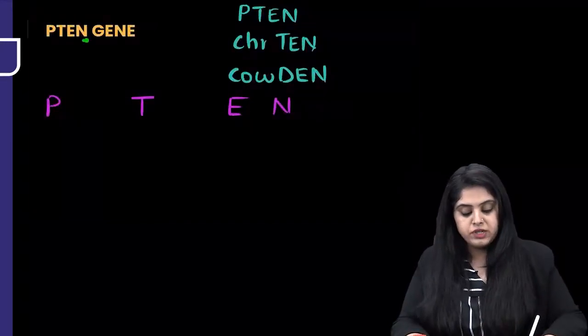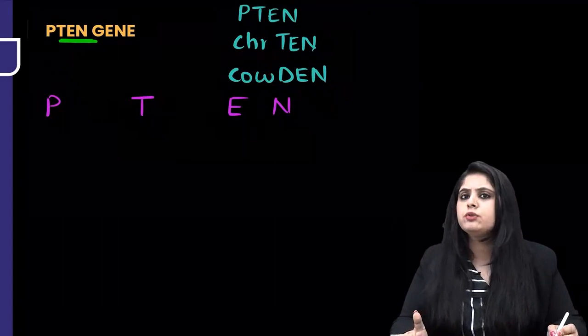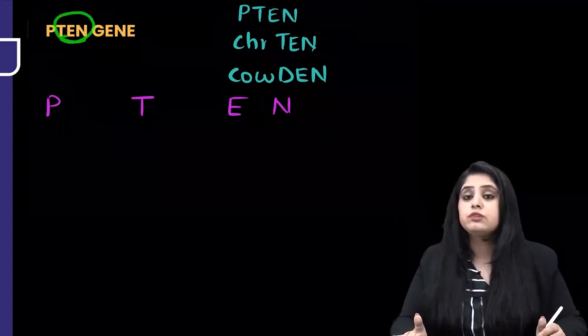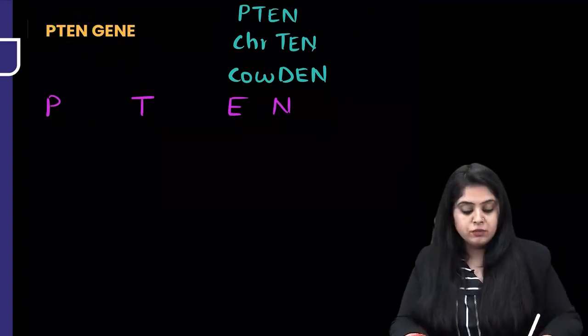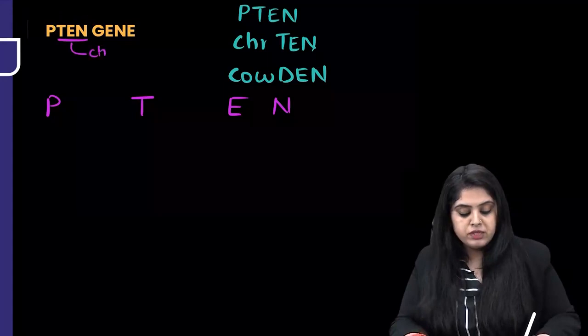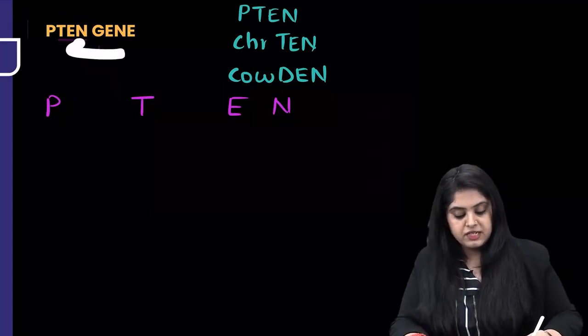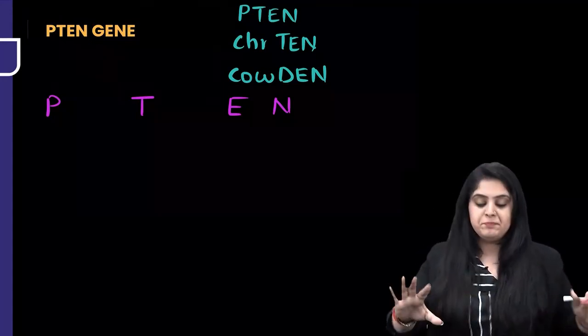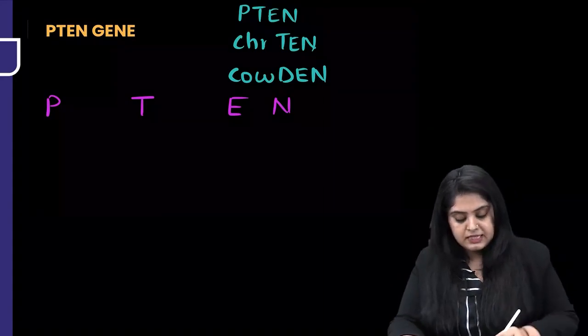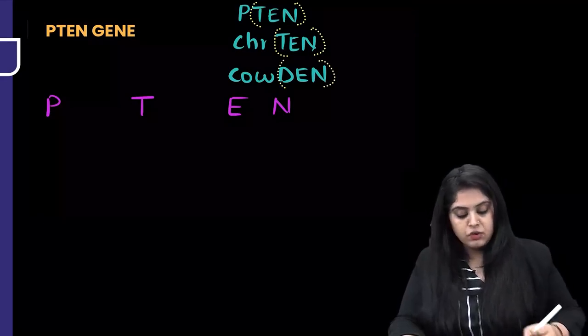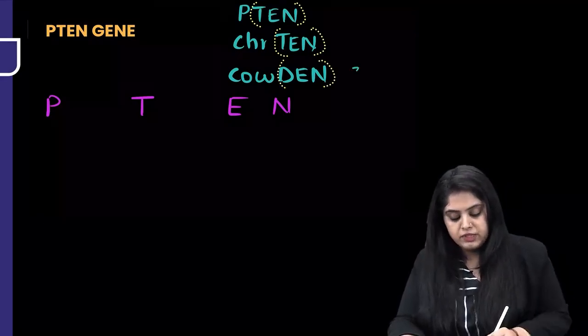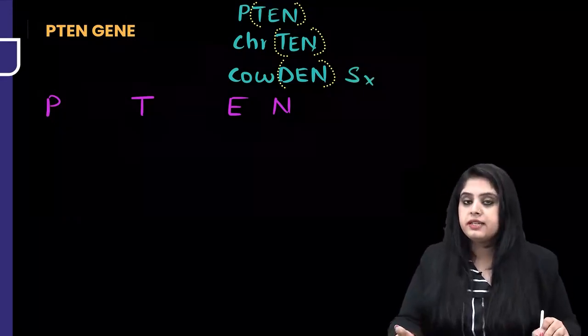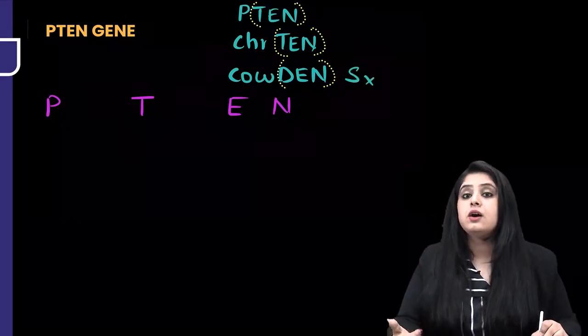Coming to the next gene, what did you study about P10? Which chromosome was it on? P10 gene was on chromosome number 10, isn't it? So please remember, P10 is going to be chromosome number 10 as we have studied. And now I will tell you a rhyme. P10 is the gene, chromosome 10 is what it's present on. And what syndrome does it cause? It is associated with Cowden syndrome. P10, chromosome 10, Cowden syndrome.